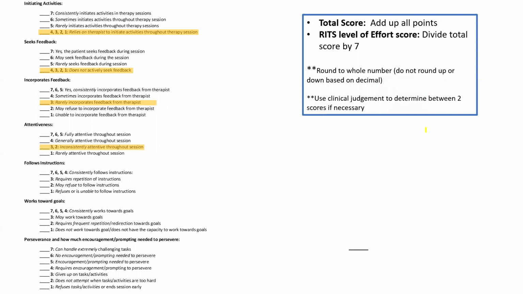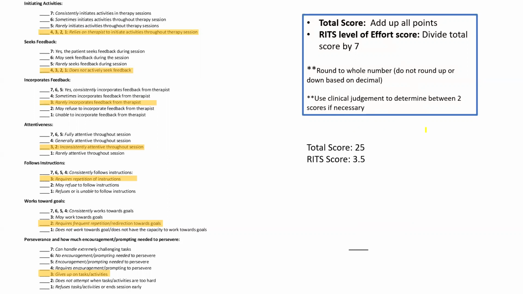He's inconsistently attentive throughout the session, having to be redirected verbally a few times by the therapist. He does require repetition of instructions, and he needs frequent repetition and redirection towards his goals, and he gives up easily on tasks. So if you add all those scores, you're going to get a total score of 25 with a RITS score of 3.5. So he definitely falls within the level of a 3 on the RITS score very solidly.